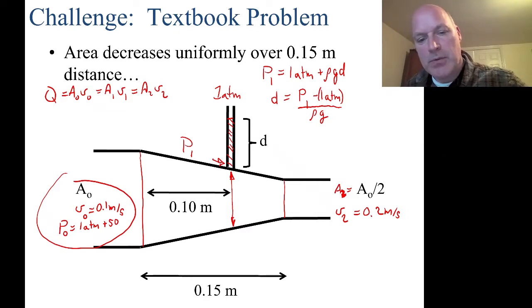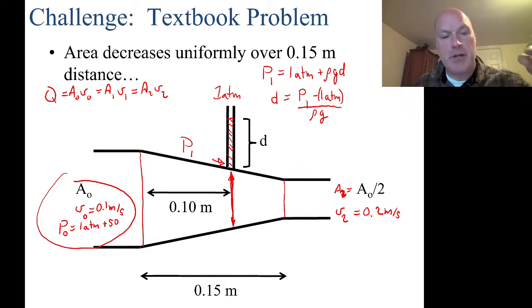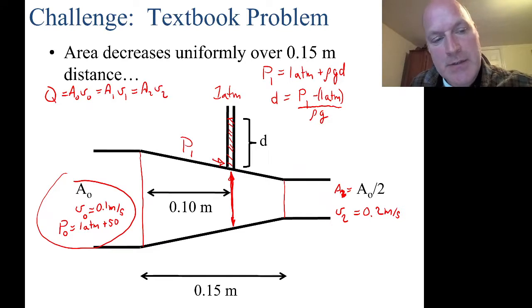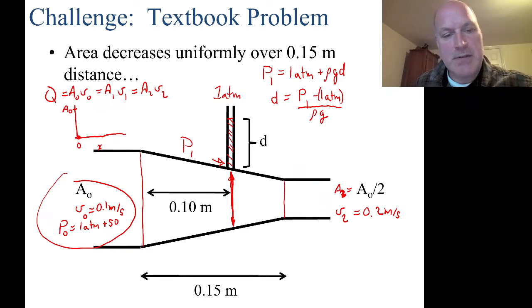But we need to know the values over here in this intermediate region. How are we going to figure that out? That's the hard part about this problem, okay? And to do it, I'm going to draw a graph. The area, this is going to be x, and x starts off at 0, and the area is going to be A naught. That's the area at the beginning of this transition.